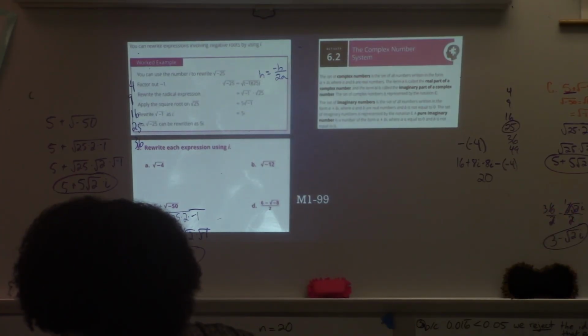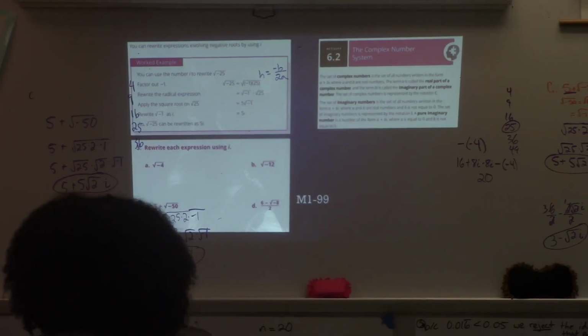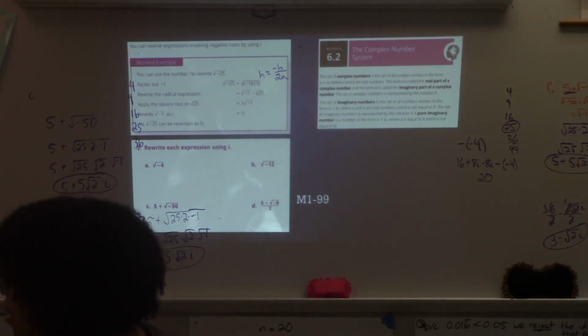3 minus root 2 i. That's the ideal answer you want there. Guys, yeah, that's the ideal one. I would accept here, it's definitely evidence of understanding.